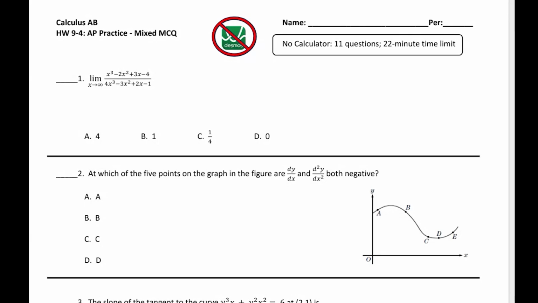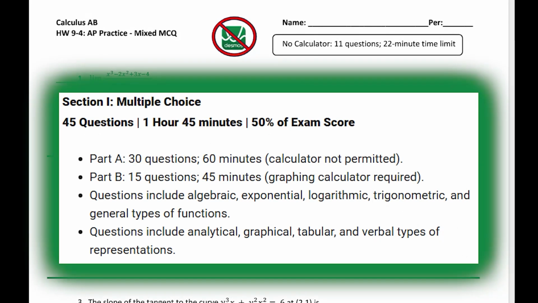The actual exam is going to have two multiple choice sections. Part A, which is going to be no calculator, has a total of 30 questions, and you get 60 minutes for those 30 questions. So you should be averaging about 2 minutes per question. And on the second part, which is calculator, there are 15 questions, and you get 45 minutes to do those 15 questions. So you get to average about 3 minutes per question on that section.